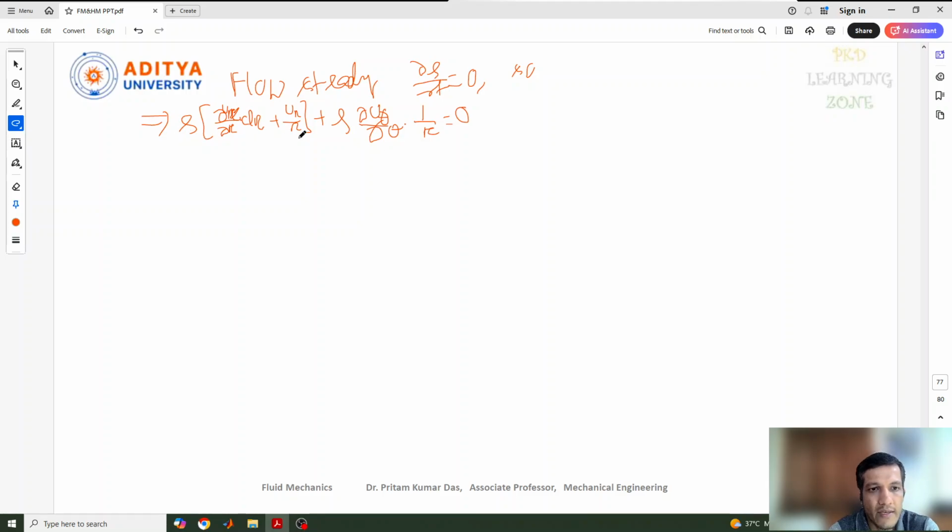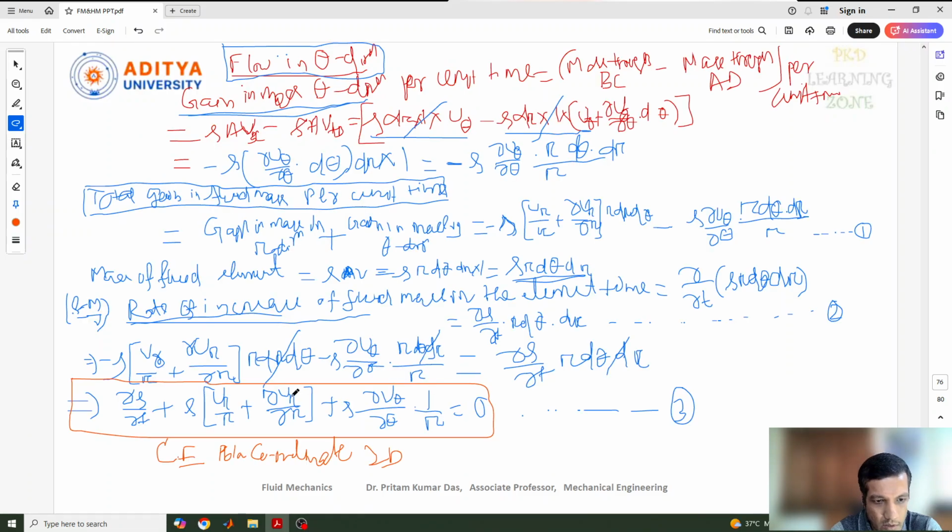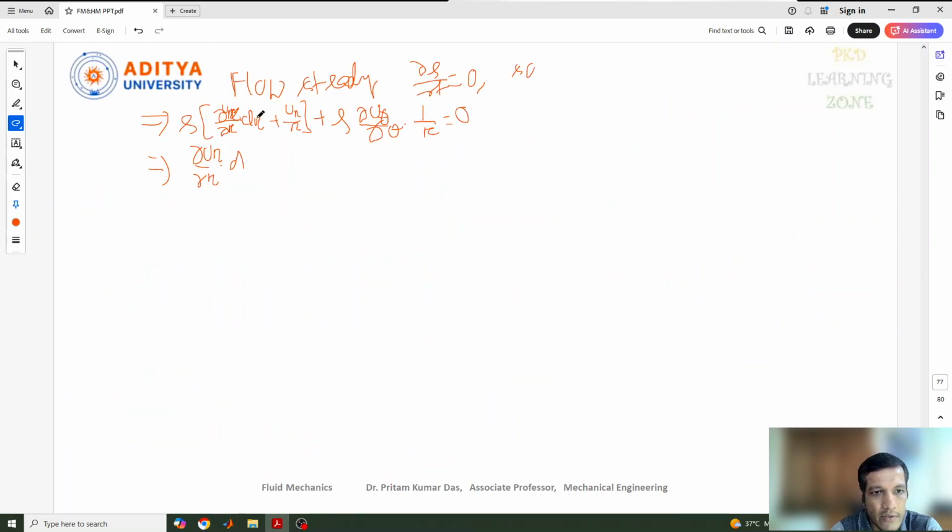So you need not be confused here. One term is for flow in the radial direction, and the other is for the tangential direction. Both should be there in this equation. Now again, I'll take rho common in both terms. Then I can write del ur by del r. Here dr is not there. Okay, dr was already taken, so only del ur by del r.